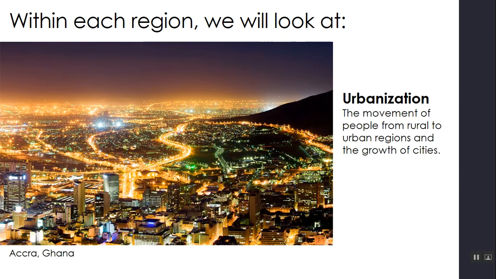We're going to look at urbanization, which is the movement of people from rural to urban regions and the growth of cities. This is the city of Accra, Ghana, which is growing very, very rapidly. Like a lot of countries that are less developed or developing, those cities are growing super rapidly. As of very recently, globally, over 50% of us live in cities or urbanized areas, which is a first. And more developed countries tend to be more urbanized than less developed countries. So we'll talk about why that is and how that shift takes place.